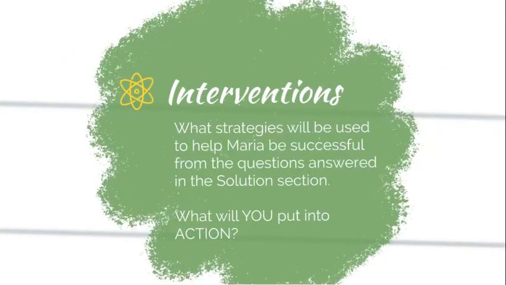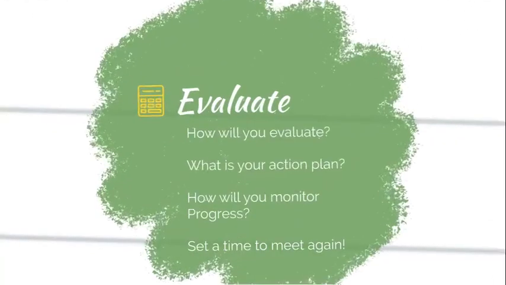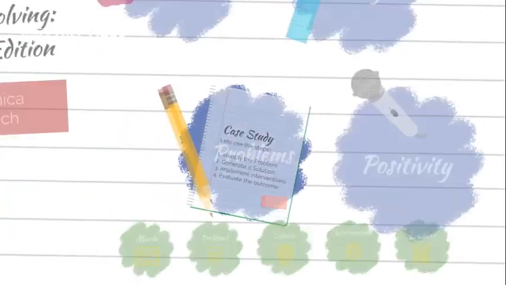The interventions. What strategies will be used to help Maria be successful from the questions answered in the solutions section? What will you put into action? Evaluate. How will you evaluate that she's been successful? What is your action plan? How will you monitor progress? And then set a time to meet again.